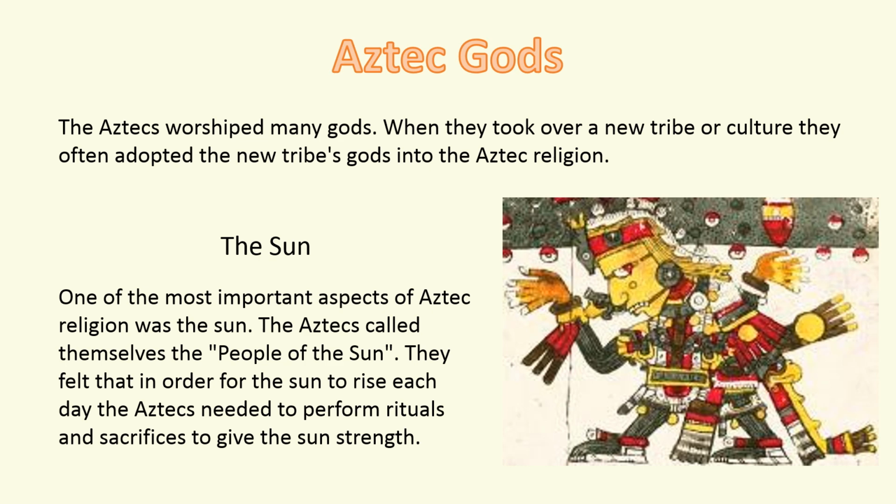Moving on, Aztec gods. The Aztecs worshipped many gods. When they took over a new tribe or culture, they often adopted the new tribe's gods into the Aztec religion. The sun. One of the most important aspects of Aztec religion was the sun, and they called themselves the people of the sun. They felt that in order for the sun to rise each day, they had to perform rituals and sacrifices to give the sun strength.